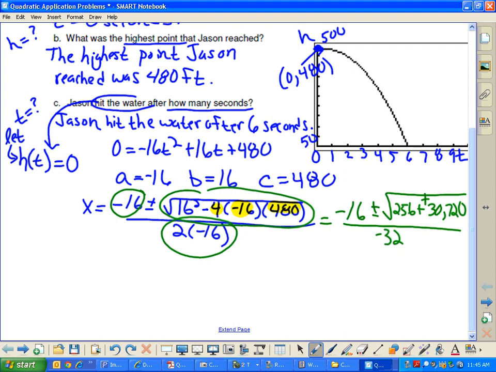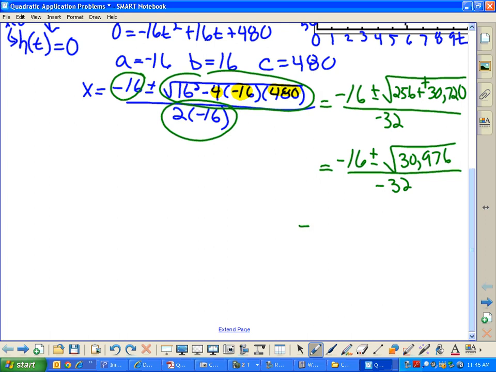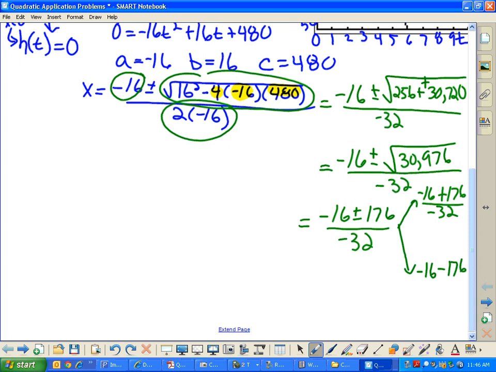Minus a minus makes a plus. So to simplify that radicand, in other words, that number underneath the radical, I'm just going to go ahead and add 256 to it. And you get 30,976 all over negative 32. You actually can take the square root of 30,976. It's 176. And I can actually simplify this. Remember, you get two answers. I'm going to do negative 16 plus 176 over negative 32. And then I'm going to evaluate negative 16 minus 176 over negative 32.